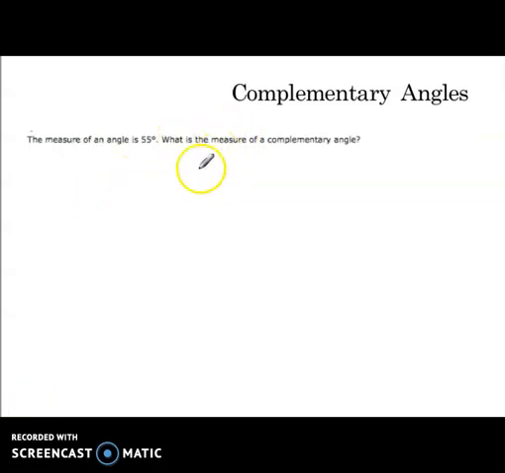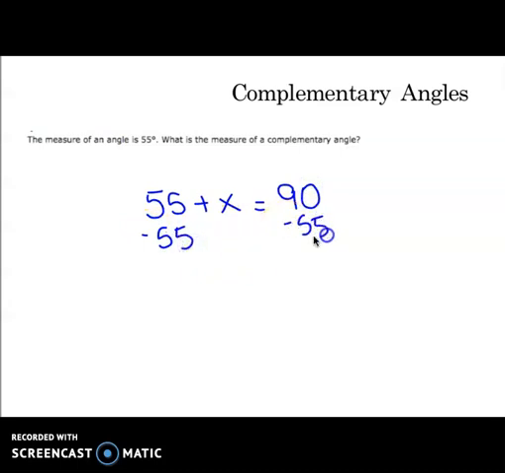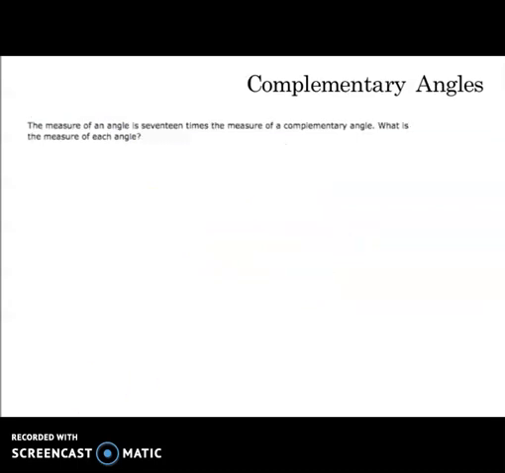Okay, so we'll look at that now with complementary angles. So the measure of an angle is 55 degrees. We want to know its complement. So because they're complementary, by definition, they're equal to 90 degrees. I subtract 55 from both sides, and I get it to be 35 degrees. So with some of these examples, you're going to have to think of what equation to write. So let's read this one.